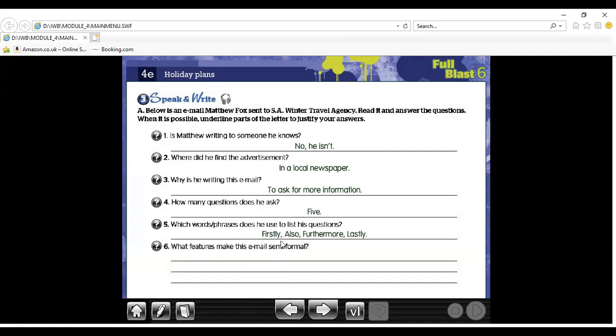Firstly, also, furthermore, lastly, or last. Okay. Now, can you improve that? This email is semi-formal. Can you improve that? This email is semi-formal. I told you, formal language is different from informal language.